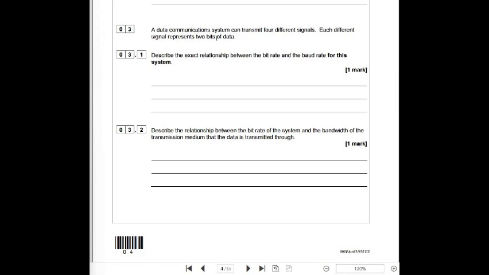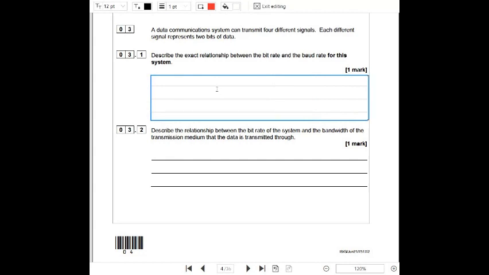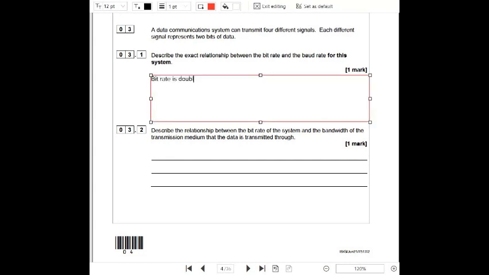Next one. Data communication system can transmit 4 different signals. Each signal represents 2 bits of data. So you need to describe the exact relationship between the bit rate and the baud rate for this system. So the bit rate is double the baud rate. That's all you need to say. That's literally it. 1 mark in the bag. Okay, let's go on to the next question.